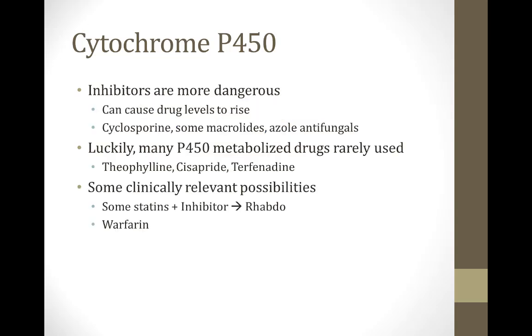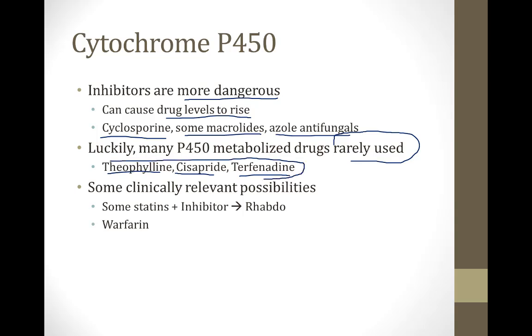So inhibitors of the P450 system are the most dangerous because these can cause drug levels to rise and this can lead to toxicity. Some important inhibitors worth knowing are cyclosporin, some macrolides, and the azole antifungals. Now, luckily, many of the drugs that are metabolized by P450 are rarely used anymore. So, for example, theophylline and cisapride, which is a GI drug, and terfenadine, these are all drugs that you'll hardly ever see used anymore. So, the fact that the P450 system may be inhibited or induced by another drug is not that big a deal since very few patients are on these.